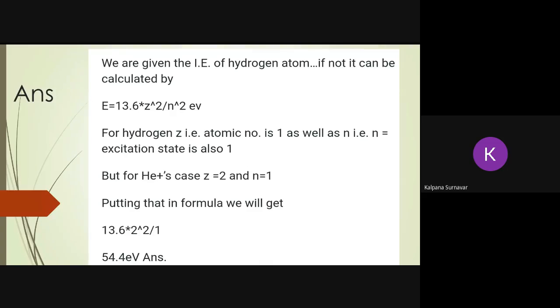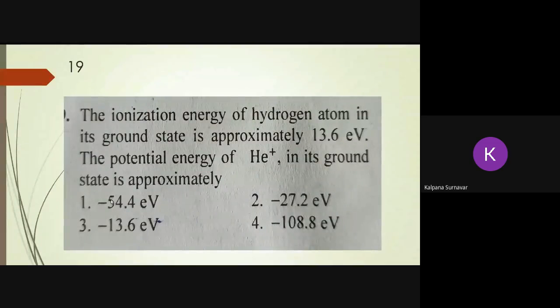So check the answer. Here is the first option, which is our answer, minus 54.4 electron volt. This is the potential energy of a He plus nuclei in the ground state.